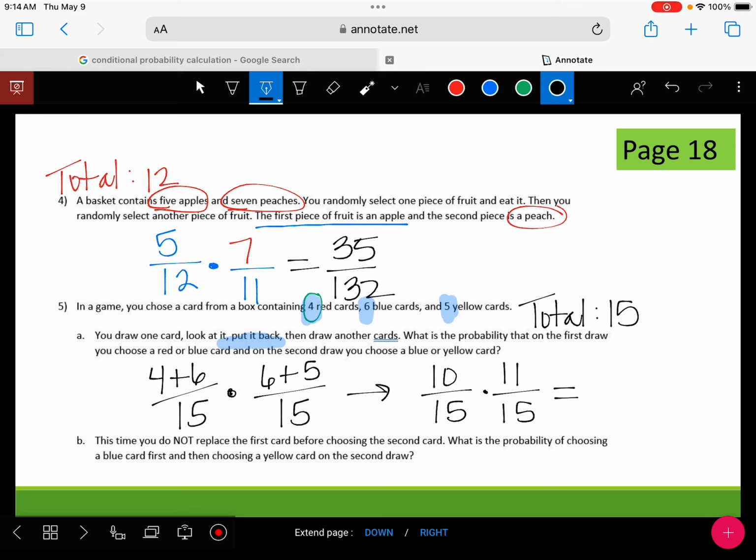So 10 times 11 is 110. And 15 times 15, is that 225? All right, that would be your answer.